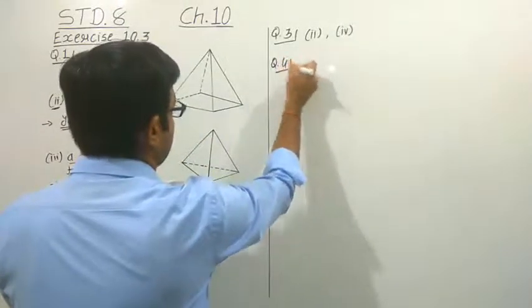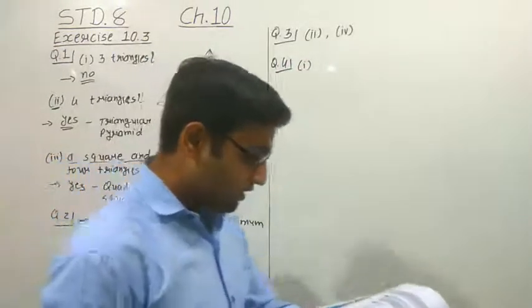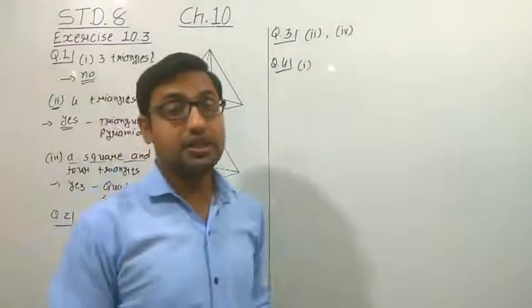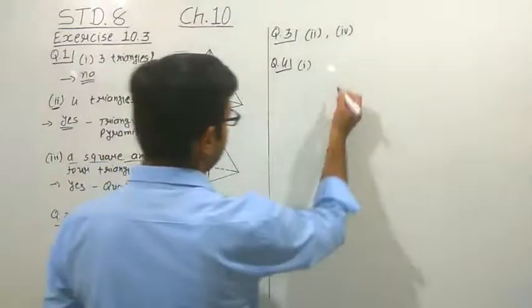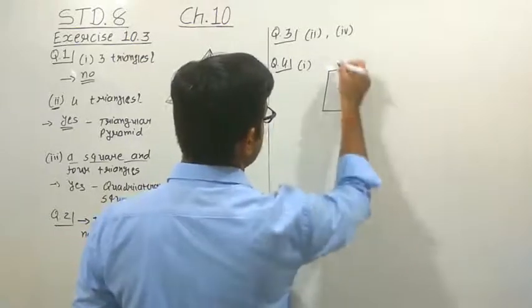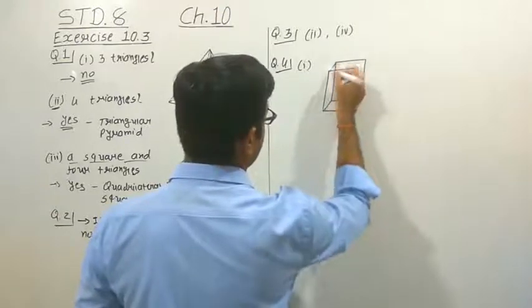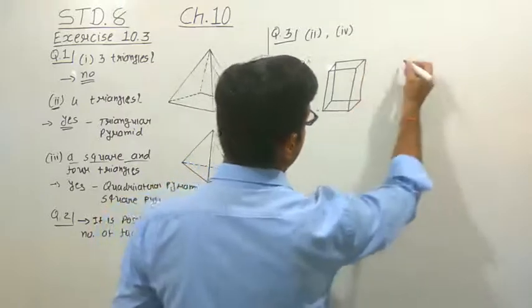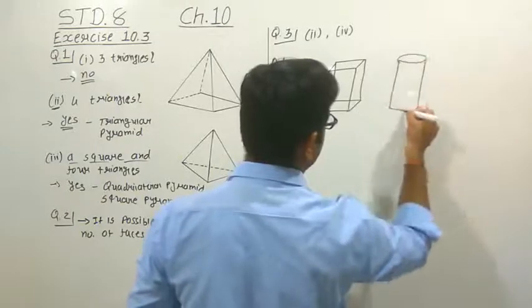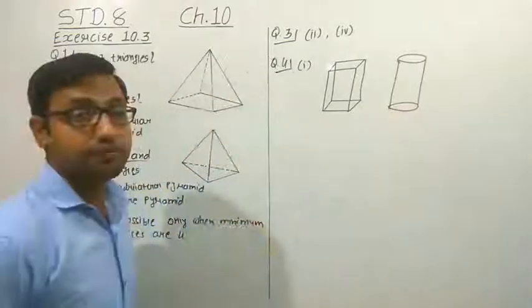Now question number 4. The first question we have given is, how are prisms and cylinders alike? We know that the prism we can draw like this. This is what we can call a rectangular prism. And the cylinder, we know that the cylinder is like this. So how can they be like each other?